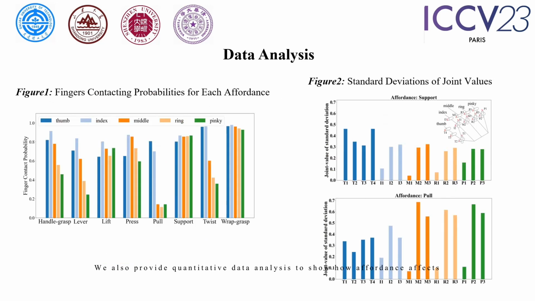We also provide quantitative data analysis to show how affordance affects the contacting and configuration of the hands. In Figure 1, we compute the contacting frequency of the fingers for each affordance label to understand the importance of the fingers when performing different actions. In Figure 2, we specially select two affordance labels to further quantify the standard deviation of each hand joint angle, to understand the detailed diversity of each affordance.